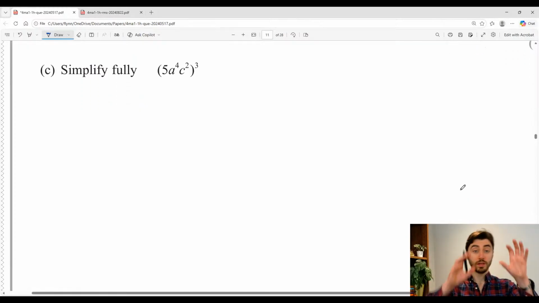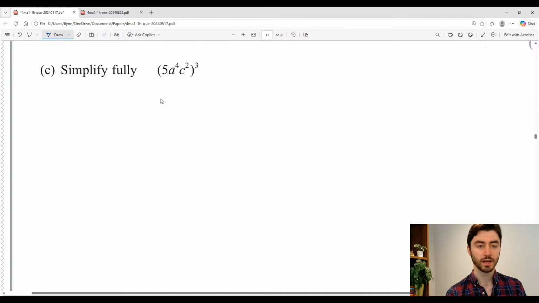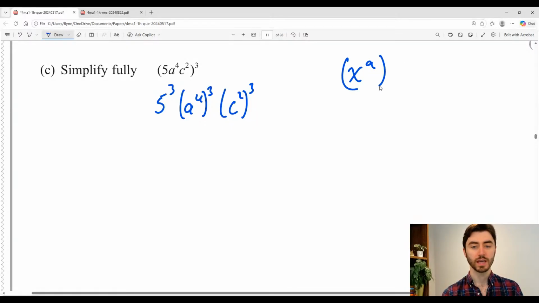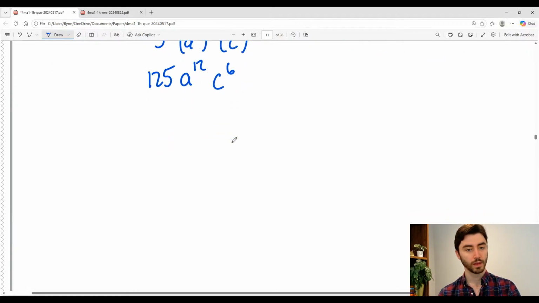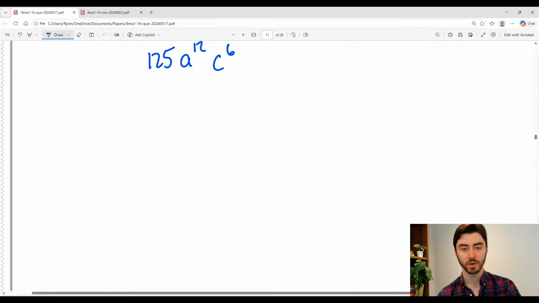Simplify fully here. You need to know that the power goes on everything in the bracket. So that is the same as 5 cubed times a to the 4 cubed times c squared cubed. And the power law you need to know is anything x to the a raised to the power of b, you multiply the powers. So here that would be 125 from the 5 cubed, a to the 12, c to the 6. And I'm going to write that, just for good technique, on the answer line. So 125, a 12, c 6.